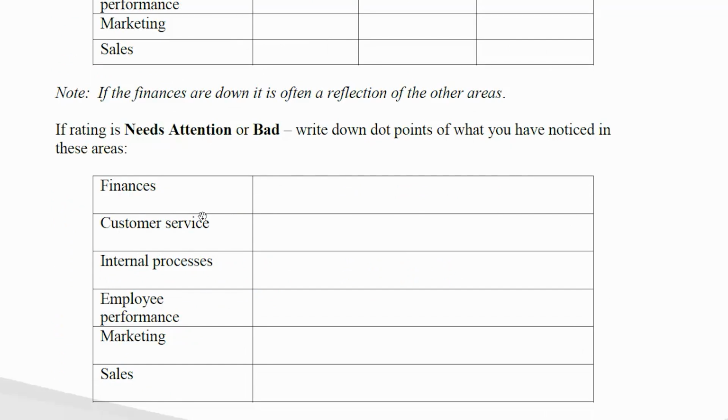And what this really says is, if the ratings need attention or bad, write down dot points of what you've noticed in these areas. So this question, really what you're doing is, if it says needs attention or bad, you're going to write down in dot points what you've noticed. And this is an involvement process about what things they say they're struggling with and what things you've noticed as a result of that. So you can say, okay, so in finances, you said that they're bad. What about them are bad?